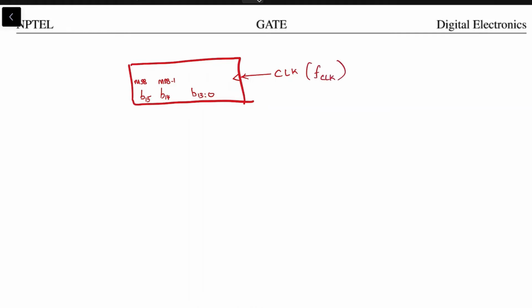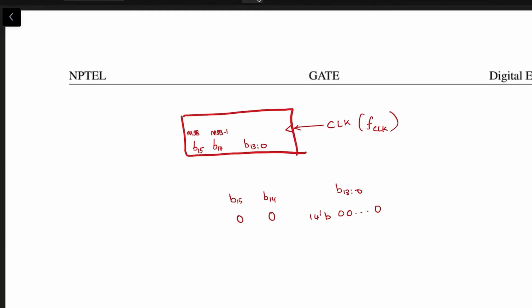And the idea with the counter is that it starts with an initial value. Let's say, for example, it starts with the value 0000, that is, in the truth table we'll have B15, B14 and B13:0. So let's say it starts with 00 and then 14'b0, 14 bits of 000, right? This is Verilog notation. 14'b means it's a 14-bit binary number, right? Let's say this is what it starts with.